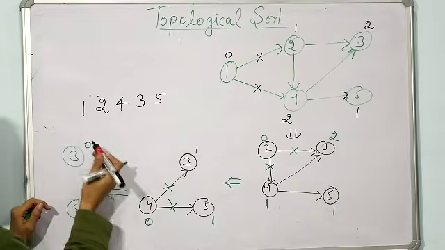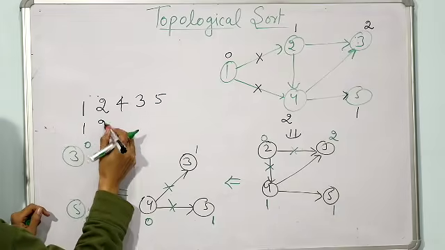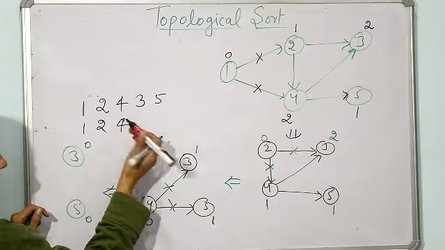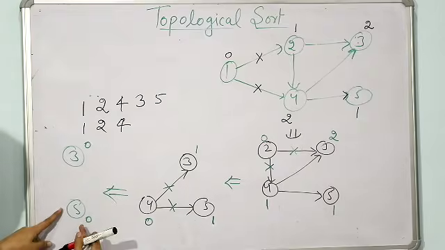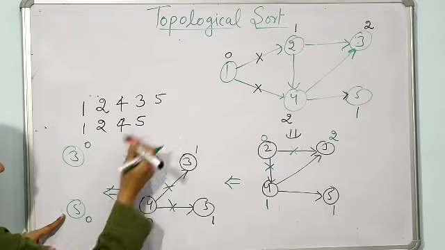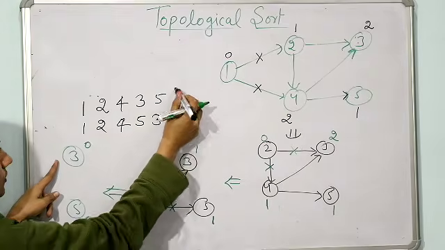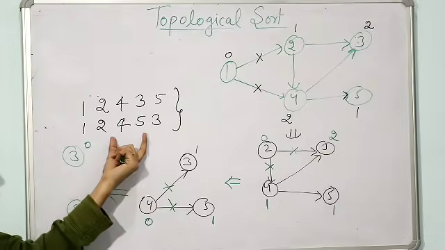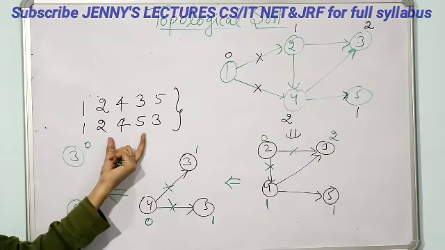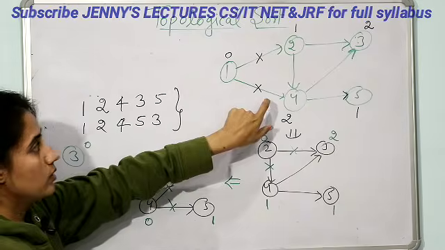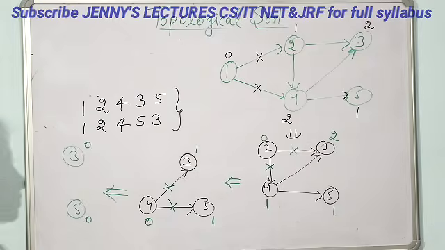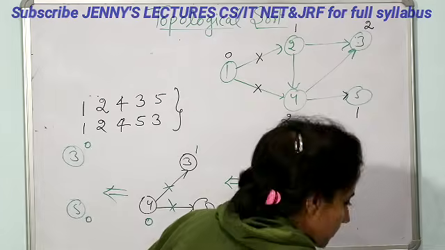Or the second ordering is possible, that is 1, 2, 4 as it is, and after that first of all we will take this 5 and then we will take this 3. So 2 topological orderings are possible for this graph. Fine. We will take one more example.